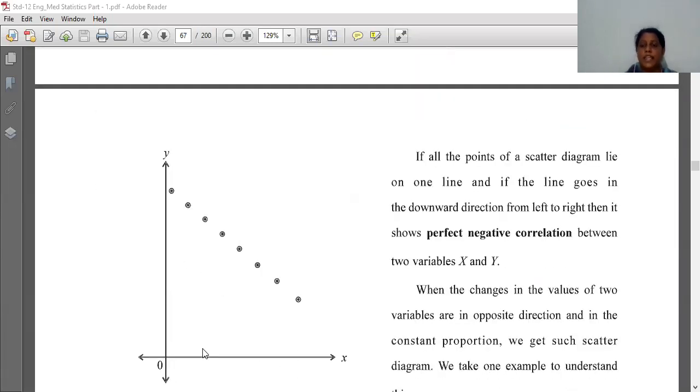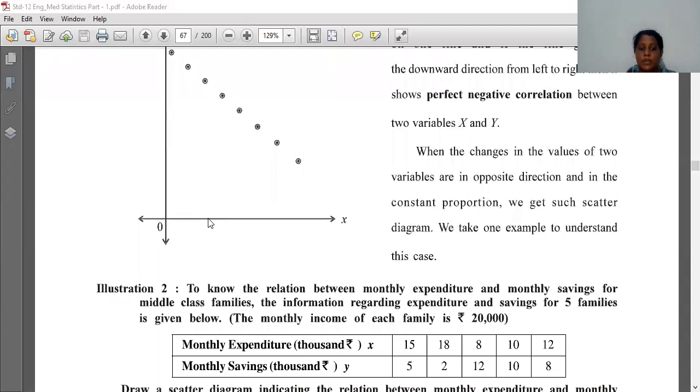What is perfect negative correlation? If all the points of a scatter diagram lie on one line, and if the line goes in the downward direction from left to right, then it shows perfect negative correlation between the two variables. See, like this, from left to right, downward direction on the same line. When the numbers are on the same line and it is going from left to right in a downward direction, then it is called a perfect negative correlation.